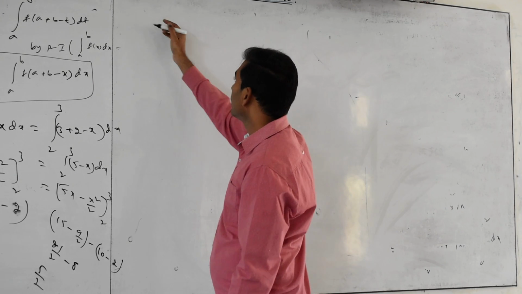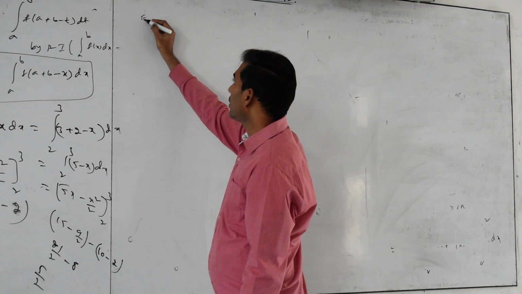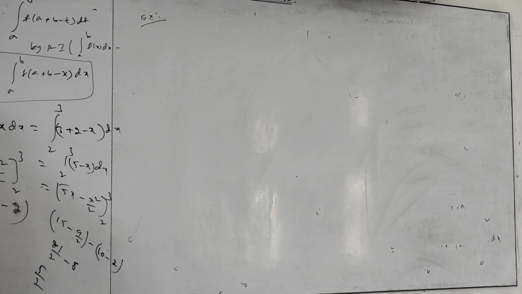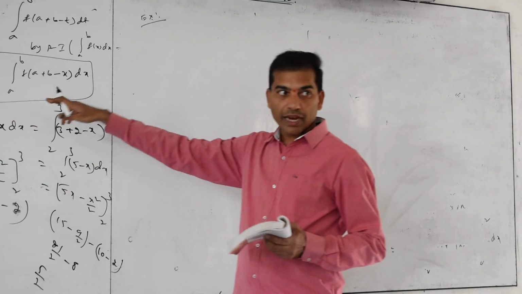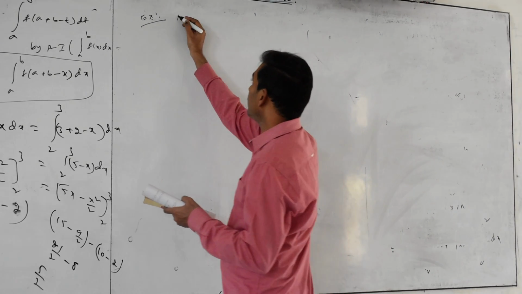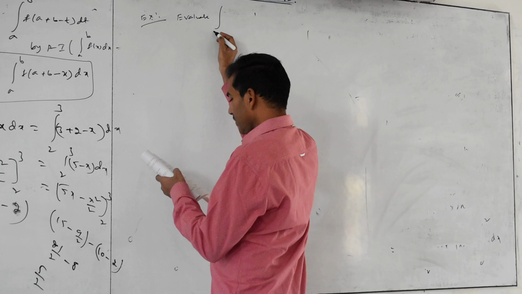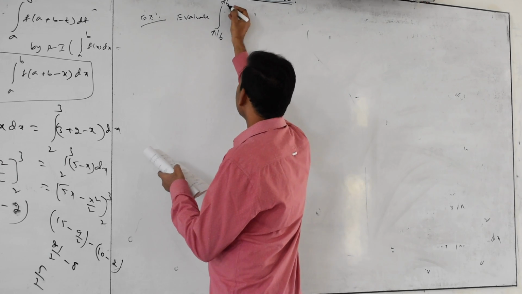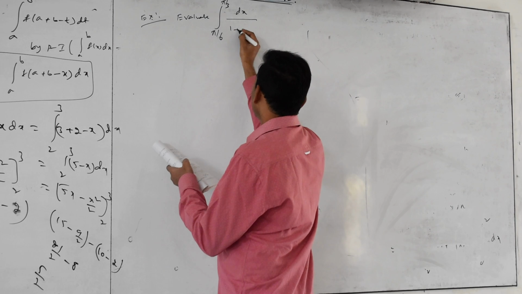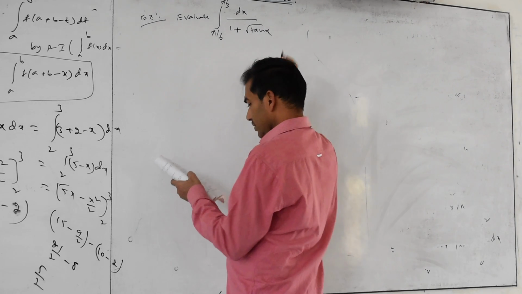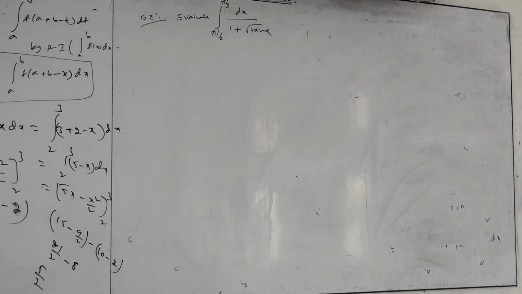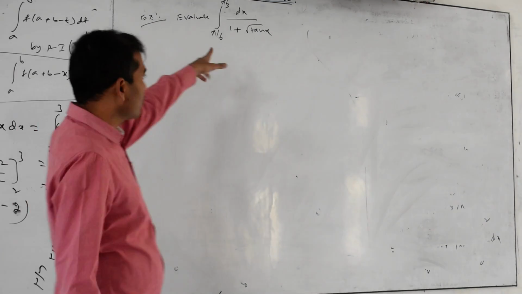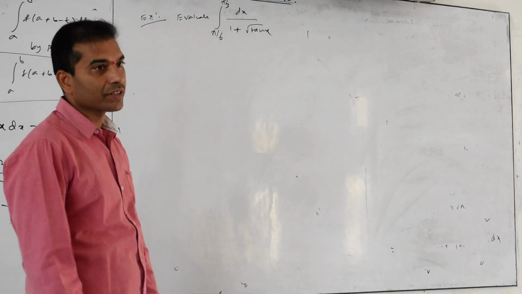Okay, here is one example. Most important, this question they will ask as a 5 marks question. Prove this, hence evaluate integration of pi by 6 to pi by 3 dx by 1 plus root of tan x. Both together they will ask. This is 2 marks and this is 4 marks, total 6 marks. Okay, it will be asked many times.